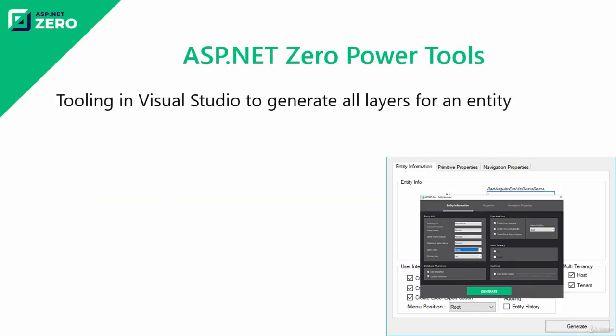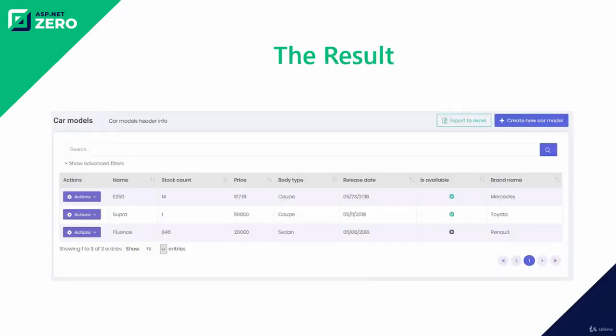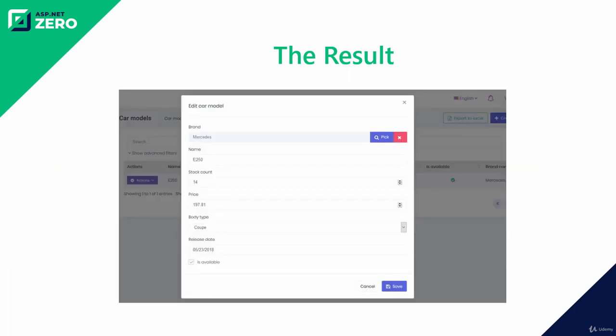ASP.NET Zero Power Tools can be used to generate or scaffold code starting from ASP.NET Zero 5.1. It exists as an extension in the Visual Studio Marketplace. On the screenshot here, you can see the interface of the tool. Using the tooling, you can, in an automated way, generate the files necessary to create new functionality in an ASP.NET Zero application. If you use the tooling to generate functionality, it will generate both client and server-side code. The net result will be that a new screen within the Angular application will be generated and basic operations on this entity are also supported. Like that, scaffolding, but on steroids.